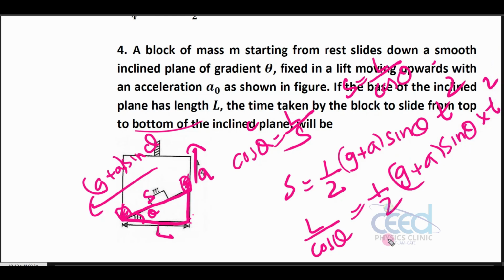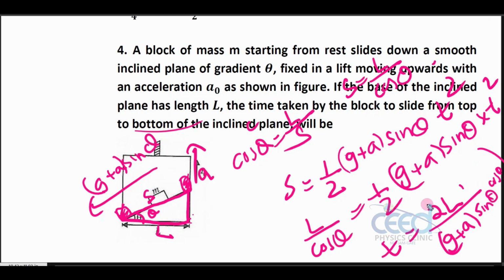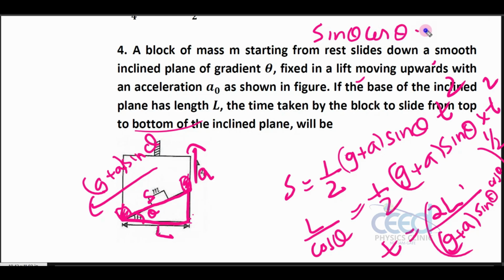They are asking the time only, so you can write t equals 2L sin theta cos theta, divided by (g plus a sin theta) sin theta cos theta, all raised to 1 by 2. Now I am erasing this. The sin theta cos theta you can write as sin 2 theta by 2, because sin 2 theta is 2 sin theta cos theta.